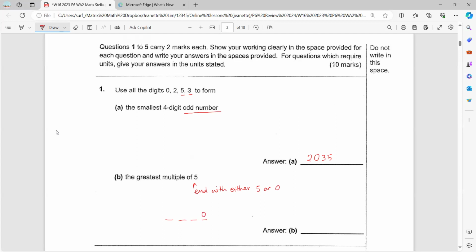Then you just form like from the greatest number to the smallest number. So starting with 5. And then you have 3 and 2 left. So in descending order, 5, 3, 2, 0.